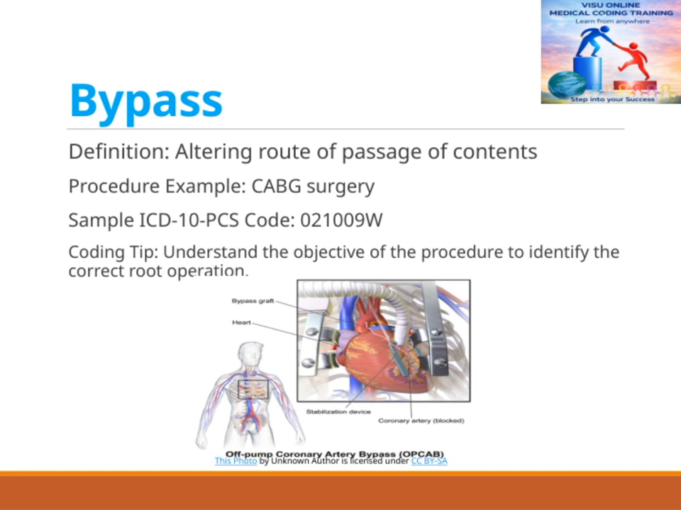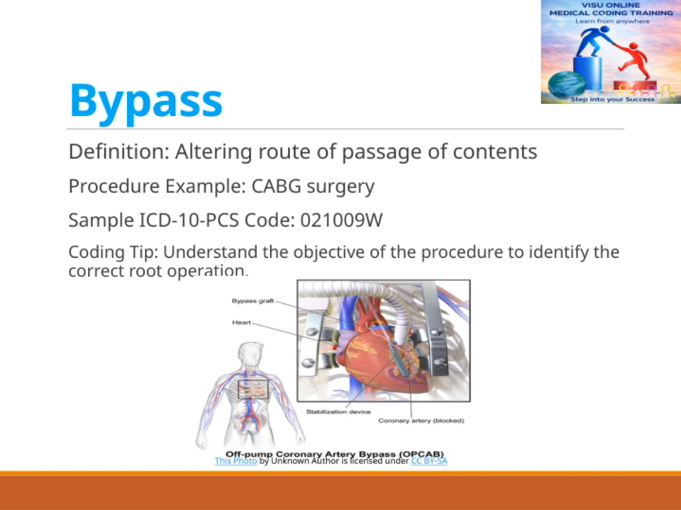An example of this procedure is CABG surgery, which stands for coronary artery bypass grafting. This is a common surgical example where a new route is created for blood to flow around blocked arteries. When coding such procedures, you'll encounter a sample ICD-10 PCS code, which is 21009W. This code helps ensure accurate documentation and billing.